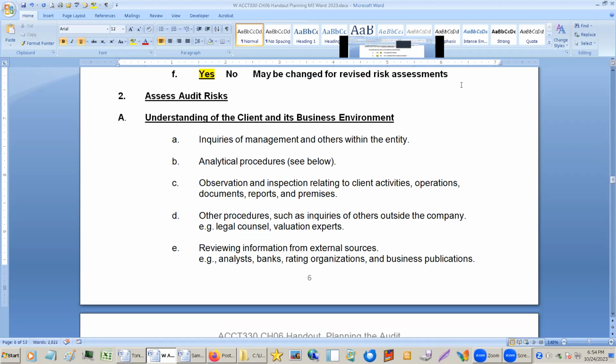Okay, you are required to get an understanding of the client's business environment. It is required that you do this by the AICPA.